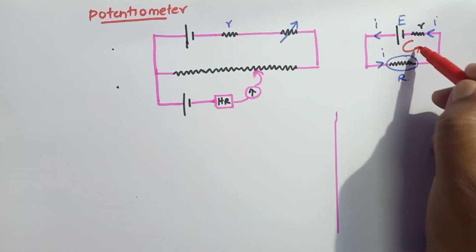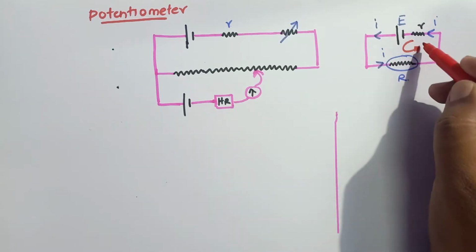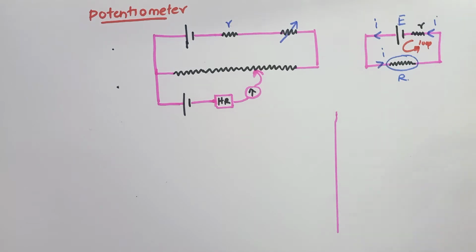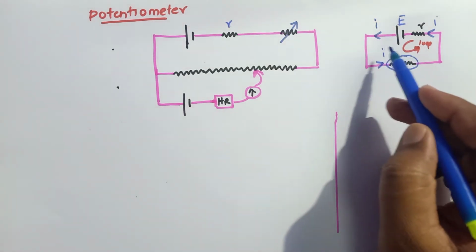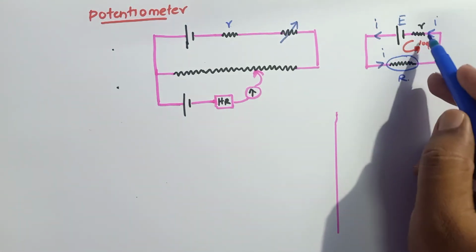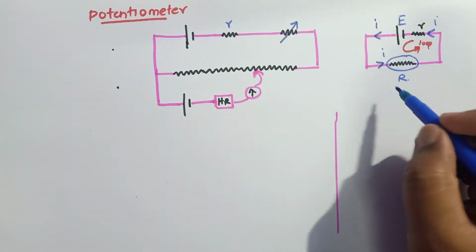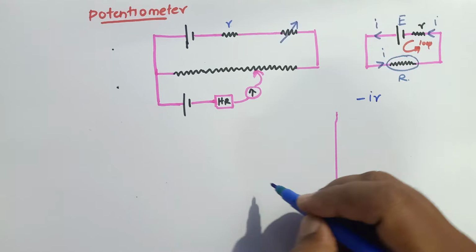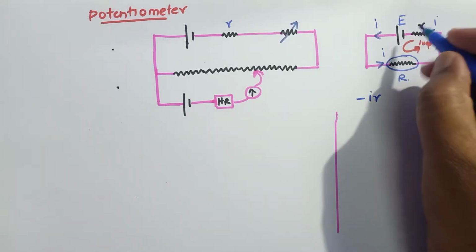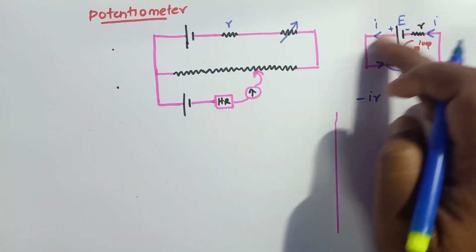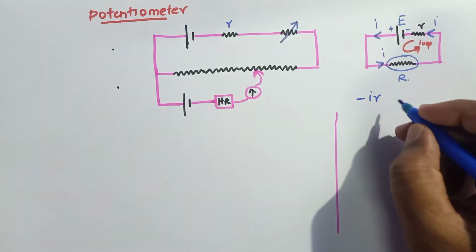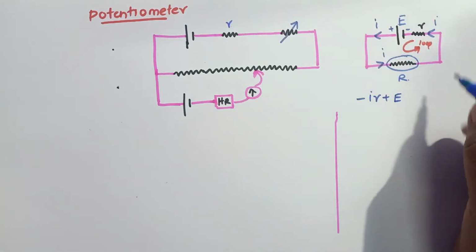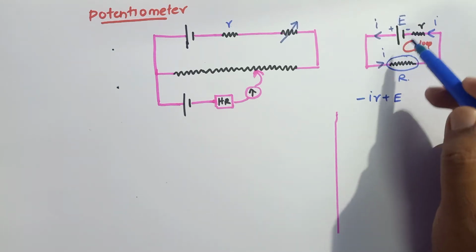second law, for example, you are considering the loop. This is a loop in an anti-clockwise direction. See, if loop and current are moving in the same direction, what happens here? Current and loop both are in the same direction, means we have to consider minus I into small r. Here it is going from negative to positive. Loop is going from negative to positive. That means we have to consider plus E according to Kirchhoff's second law. Negative to positive means plus E.